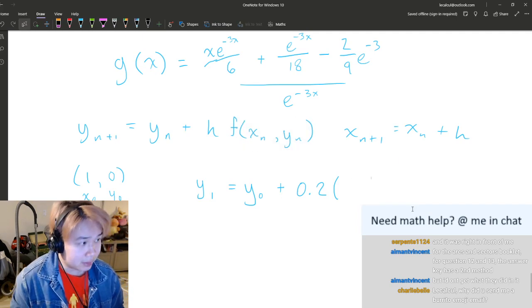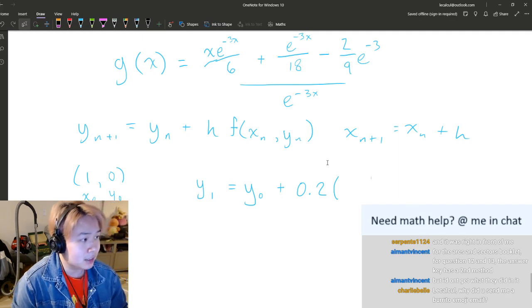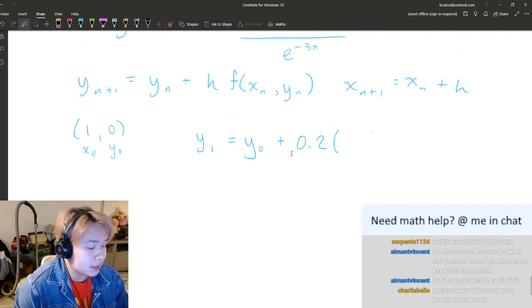Anyways, I'm getting frustrated with this because I hate Euler's method. Well, I don't hate it, but I didn't remember it. So let me check. Let's see. I know I had some questions. For the arcs and sectors booklet, for questions 12 and 13, the answer key has a second method, but I don't get what they did with it, or how they did it.